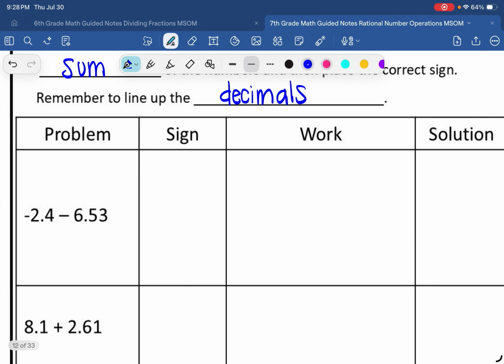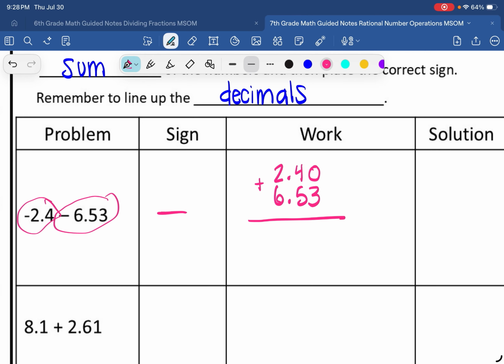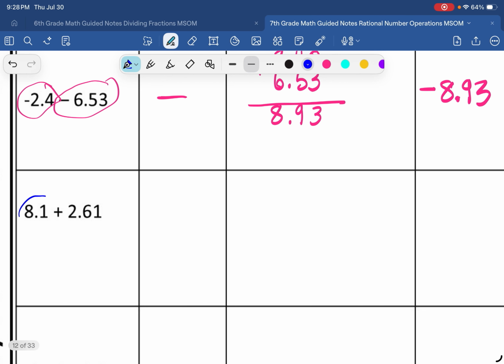So again, notice right here that these signs right here are the same. So negative 2.4 minus 6.53. So my sign will still be negative. So let's add 2.4 and 6.53, and then we will go back and add our sign. I gotta line up my decimals, add those. I'm gonna add an extra 0 right there as a placeholder. So I get 3, 9, and 8. So my answer is gonna be a negative 8.93.